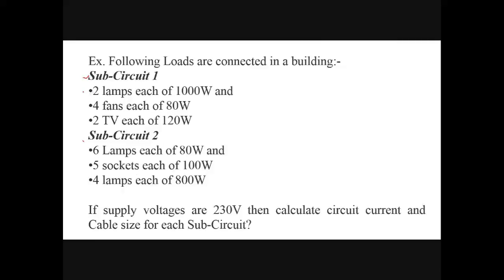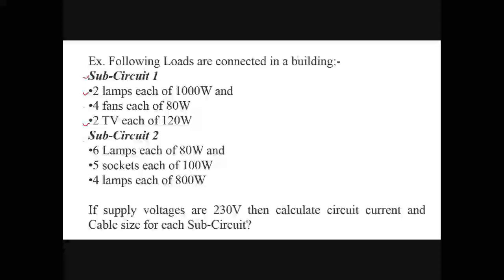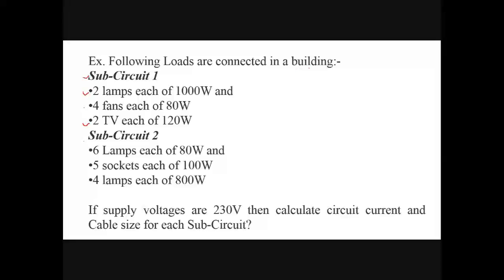In sub-circuit number 1, there are two lamps, each of 1000 watt, 4 fans, each of 80 watt, and 2 TVs, each of 120 watt. Sub-circuit 2 consists of 6 lamps, each of 80 watt, 5 sockets, each of 100 watt, and 4 lamps, each of 800 watt.